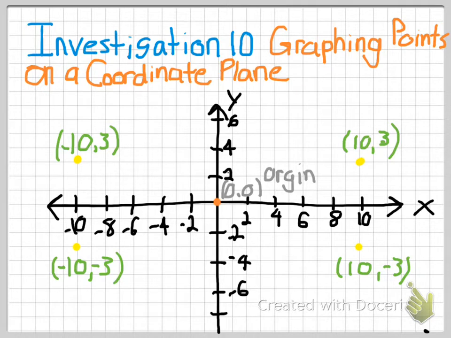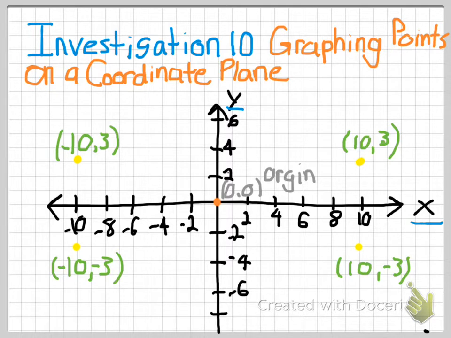As you can see, our horizontal line is called our x-axis. That's the number that we always read first. And our vertical line is our y-axis. That's the second number that we read.